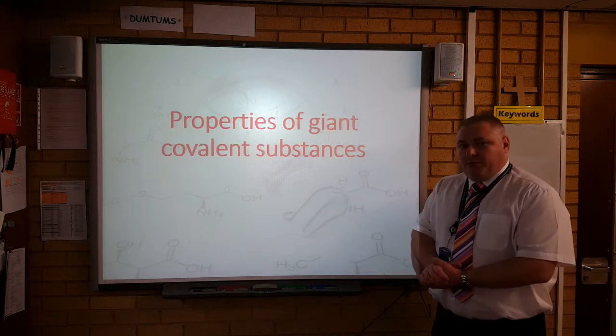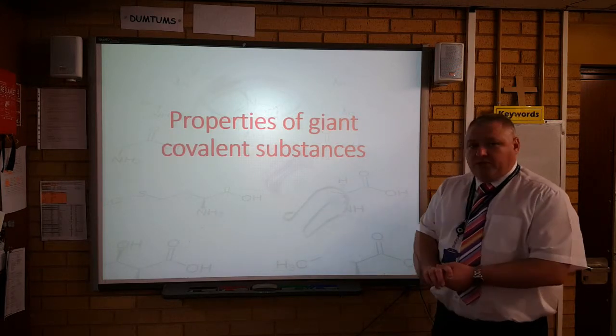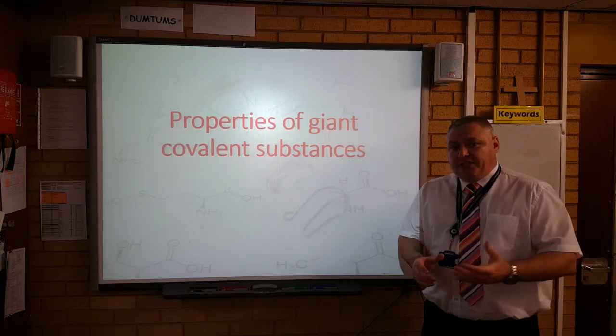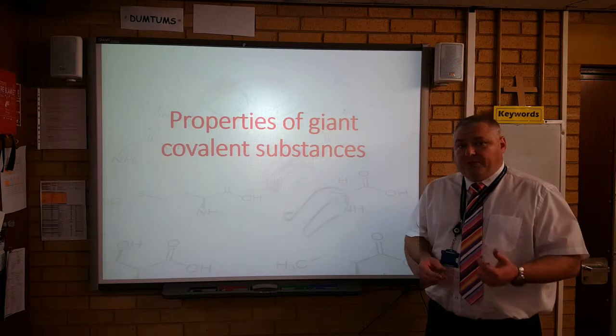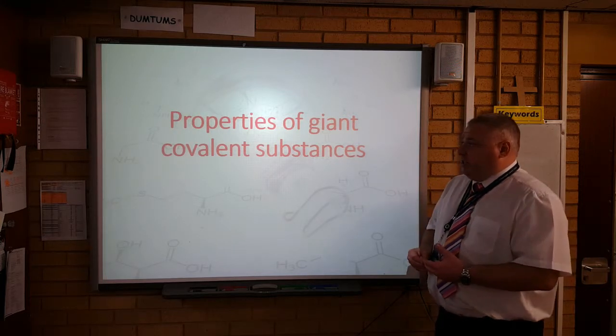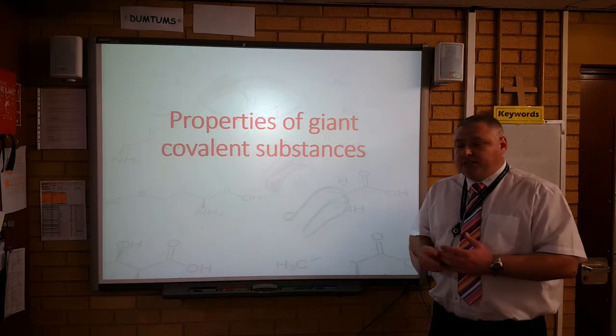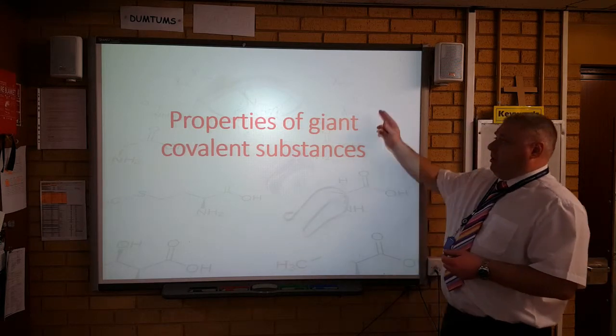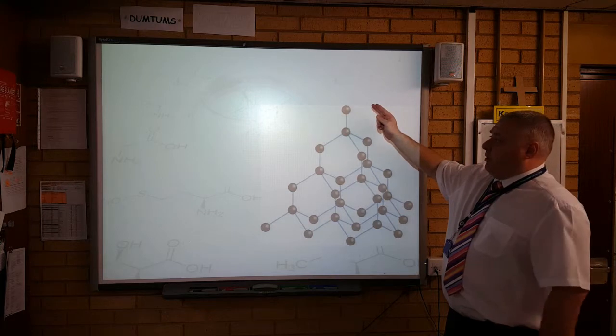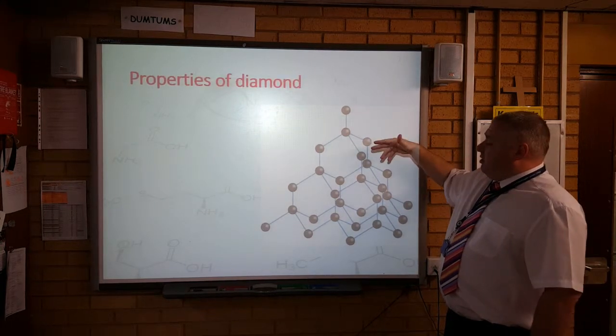In this video, we're going to be looking at the properties of giant covalent substances. Now, for the AQA specification, you need to be able to discuss the properties of diamond, graphite and fullerenes. And although there are some similarities between them, there are also some subtle differences. So you need to be careful when you're discussing these in exam questions. So, let's start off with diamond.